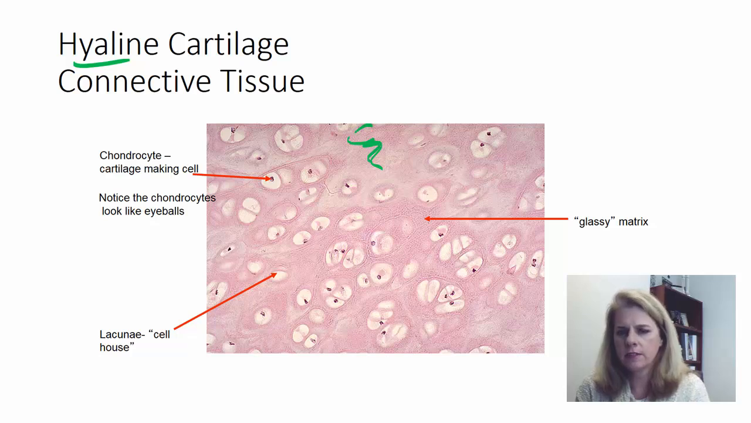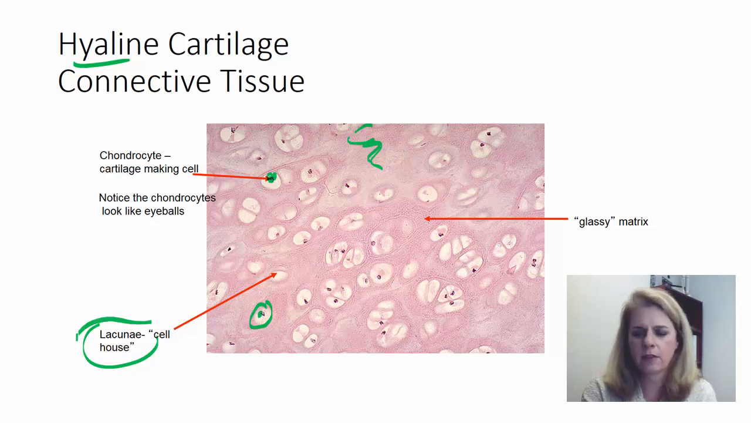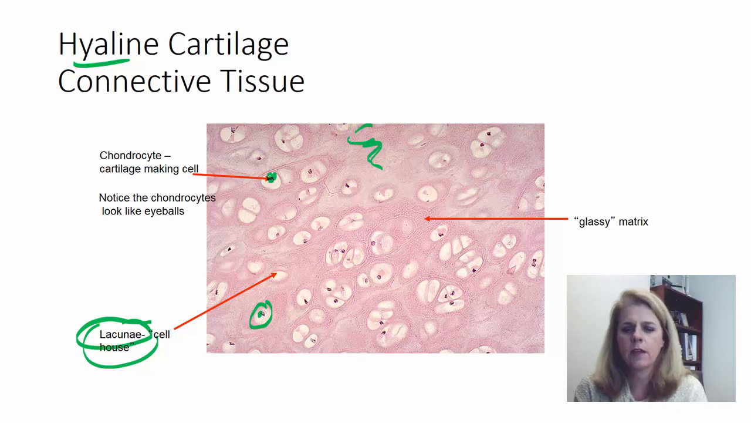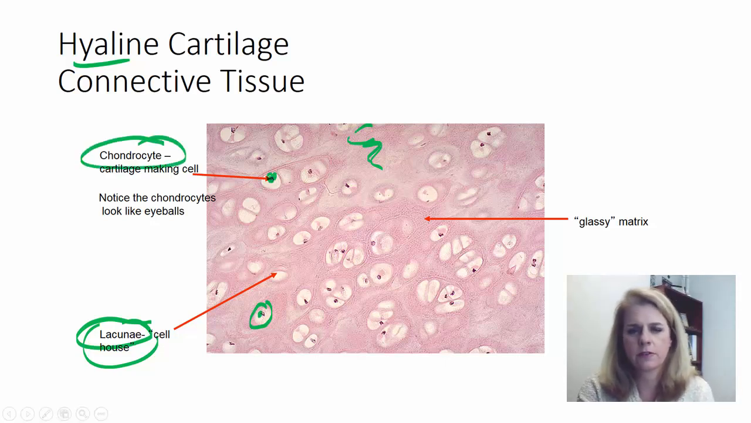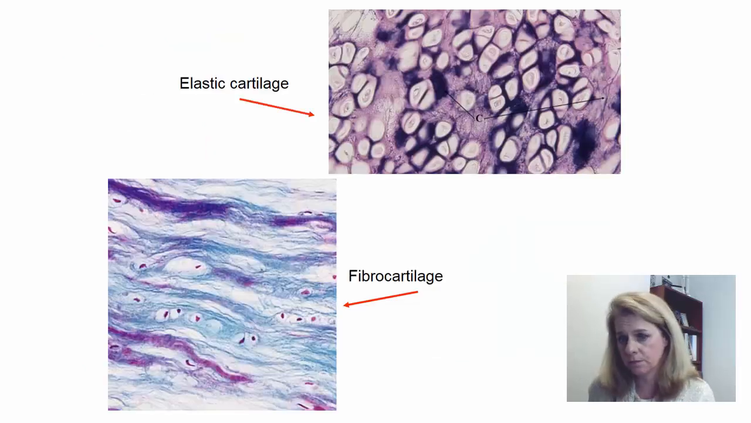The cells that make the cartilage are called chondrocytes. This little dark spot is the nucleus of the chondrocyte. This cell lives in a little house called a lacuna. The little white bubble is the lacuna, the cell house, and the cell is actually inside of it. So if the test question says, name the space, I'm asking you to tell me the little cell house, the lacuna. Name the cell, I'm asking you to tell me the chondrocyte. And if I say, what's this glassy looking stuff, that's the matrix. This type of tissue is hyaline cartilage, which is a type of connective tissue.